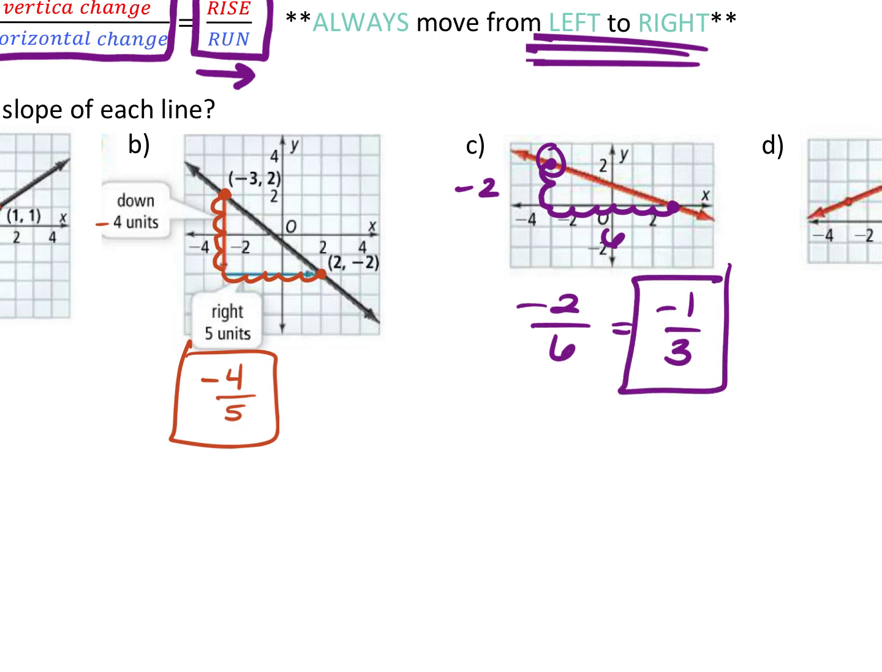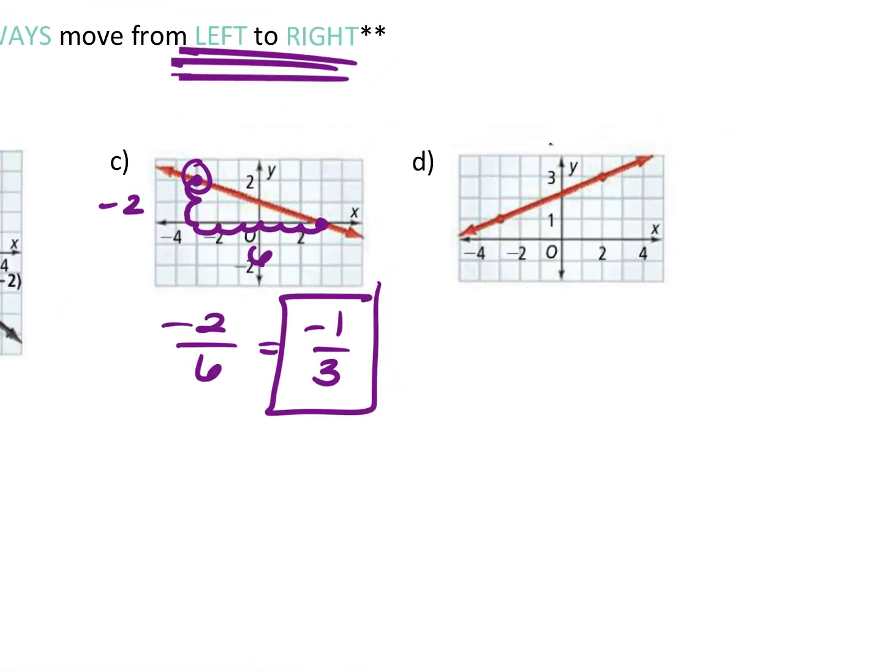Okay? All right, last one. Which point are you going to start at? The one on the left. You're going to start here. Where do we move? Up or down first. So we're going to go up. 1, 2 up. And then 1, 2, 3, 4, 5 to the right. So what is your slope? 2/5.